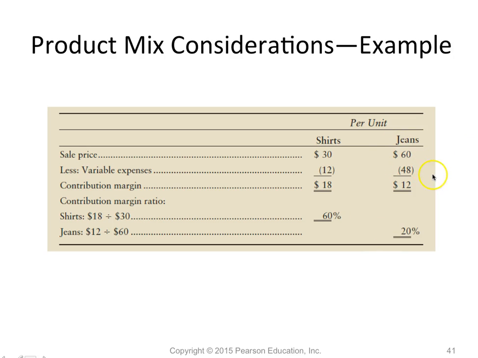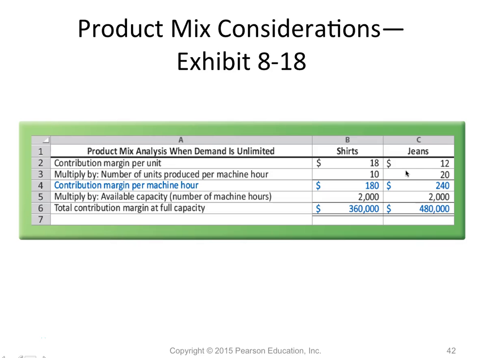12 divided by 60. So this is a mix here, and we have 12 and 48, so 12 out of 60 and 48 out of 60, which is 1/5 and 4/5. So these are the ratios, the product mix.